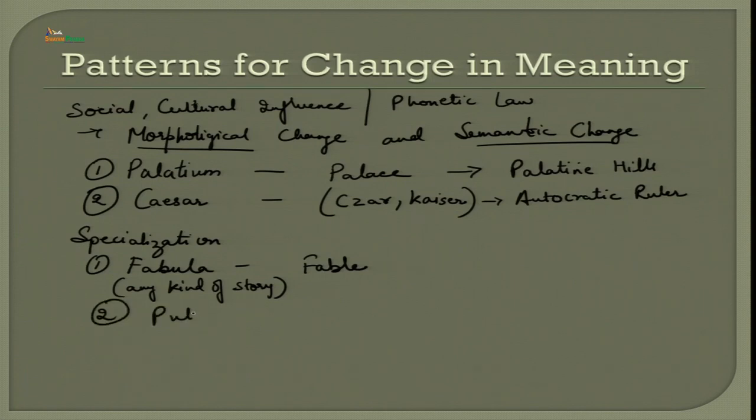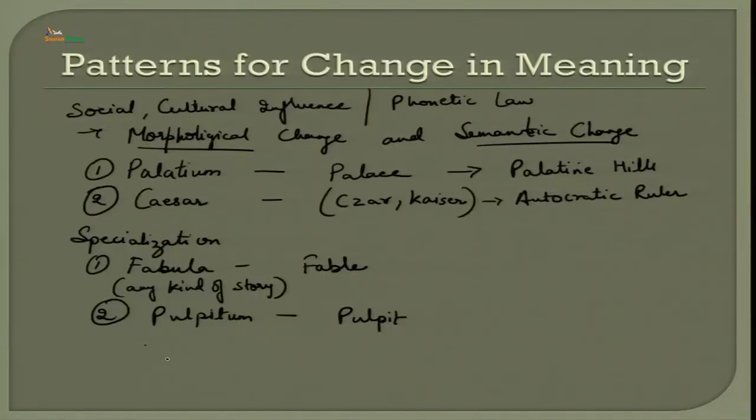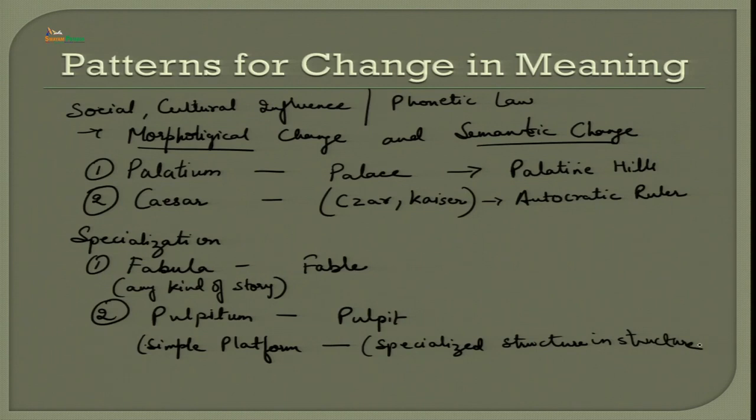The second word I am going to tell you is pulpit. Pulpitum is the original word from where pulpit has come. You must know that the special structure in the church is known as pulpit, right? And this special structure in the church, which is raised, was initially known as pulpitum. So this is how through specialization the meaning changed. Further, this is called a simple platform, whereas the other one is the specialized structure in church. Is that clear, everyone? So this is how you are going to learn all these things.